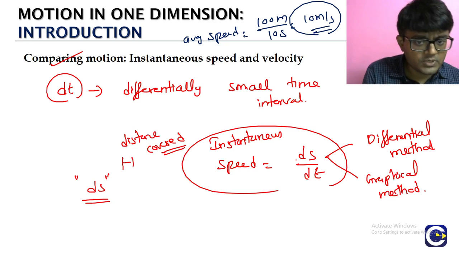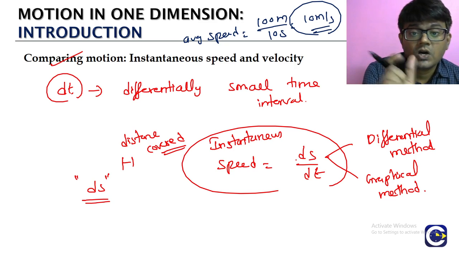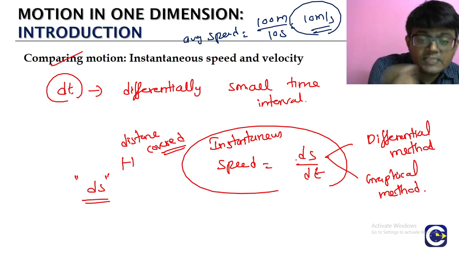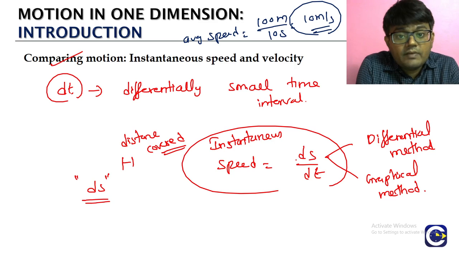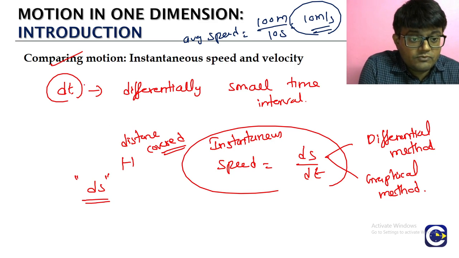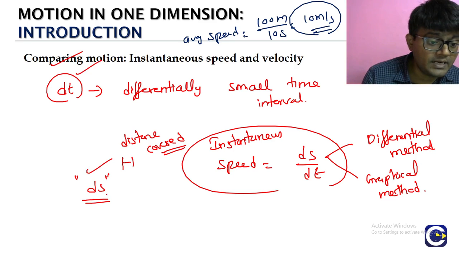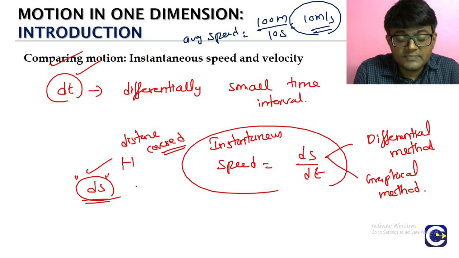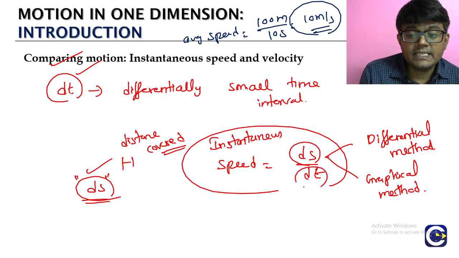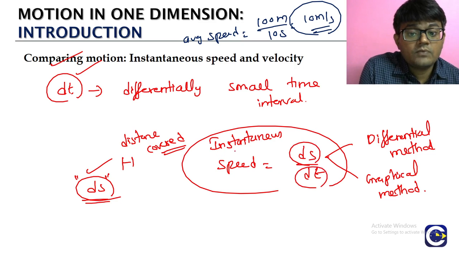We'll discuss it when we go to the specific problems. But here we'll try to understand the concept of instantaneous speed. It means we have to take such a small time interval which we cannot even measure. That is what we are indicating with dt, differentially small time interval. In that small time interval, let us say the distance covered is ds. Then that distance covered divided by the time taken, we cannot directly measure it. That's what I'm saying. How do we get the value of the instantaneous speed?